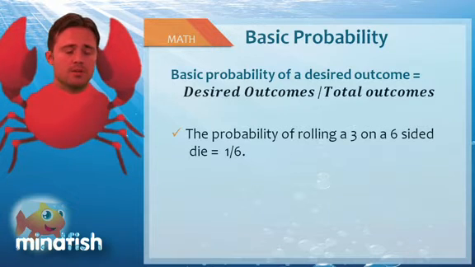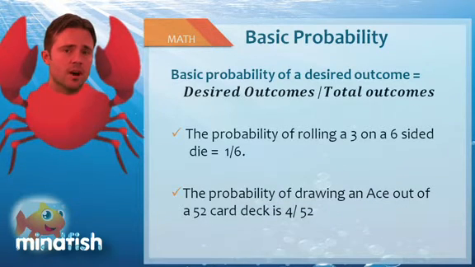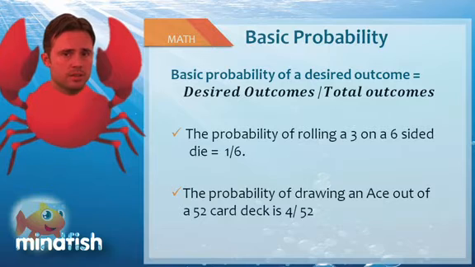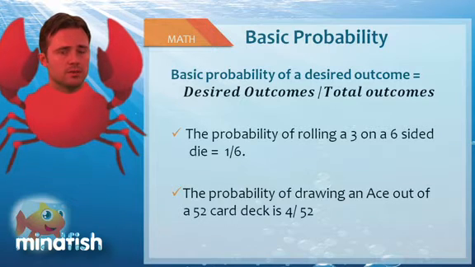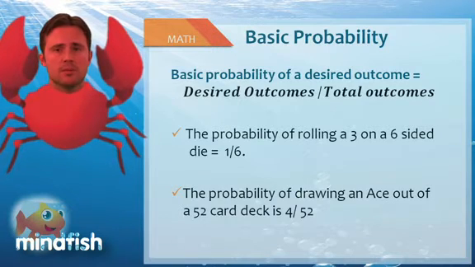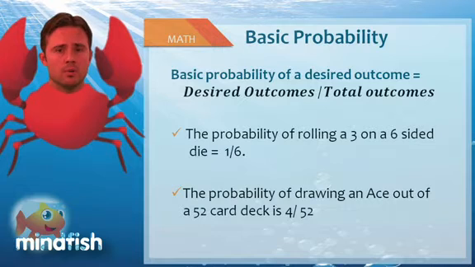Another example would be if we're trying to draw an ace out of a deck of cards. There are 52 cards, but we only want 4 of those cards, the 4 aces. So the probability there is going to be 4 over 52, or 1/13.